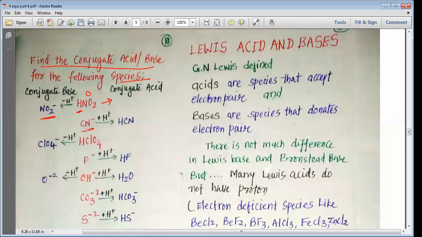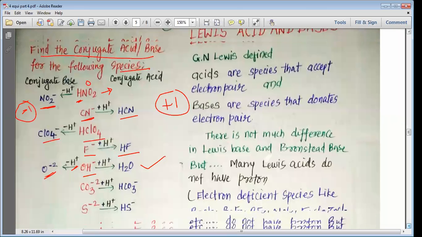Same way, if we have CN minus, then if we add H plus to it, we can get HCN. If we have HClO4, if we remove the H plus, we can get ClO4 minus. If we have F minus, we add H plus, we get HF. If we have OH minus, and then if we remove H plus, then we can get O minus 2. Please remember that when we go left side, we will add -1, and if we go right side, we will add +1. So my dear students, you can see that F -1 turns out to be HF, but OH -1 turns out to be O minus 2. And OH minus, when we go right side, that means acid side, we get neutral species.